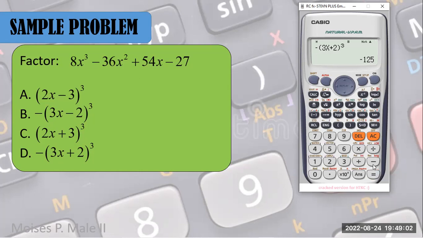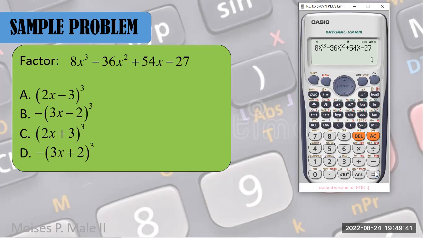Okay? So, two. Let's try 2. It returns a value of 1, so we need to find the choice that will give us 1. Letter A, 1. Letter B, negative 64. So that's wrong. C, 343. And D, negative 512. So only letter A will give you the same answer as the original polynomial.